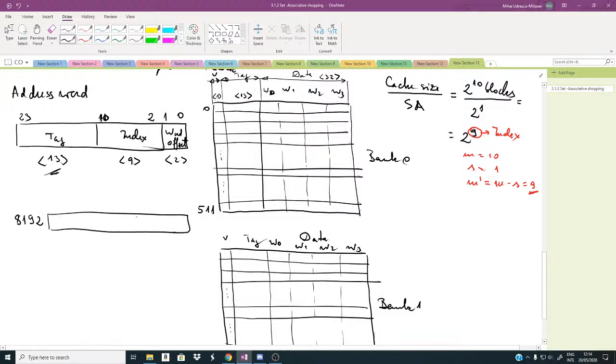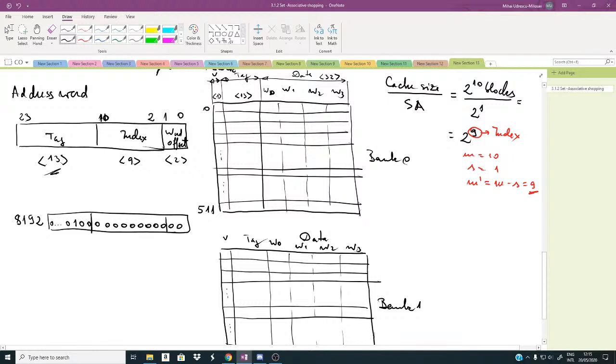So our address is something like this. It's 2 to the power 13, that's 14, 12, 11, 10, 9, 8, 7, 6, 5, 4, 3, 2, 1, 0. Okay, and the rest are zeros, right? This is the address, right? So these 2 bits are the word offset. Then the index is on 9 bits: 1, 2, 3, 4, 5, 6, 7, 8, 9.